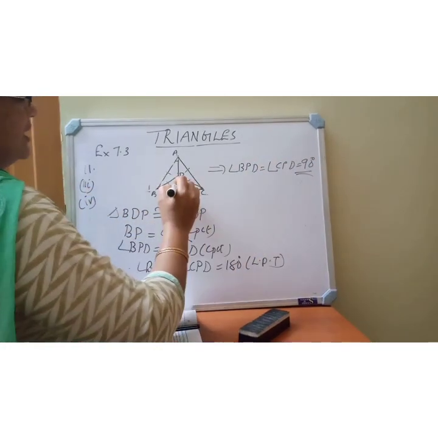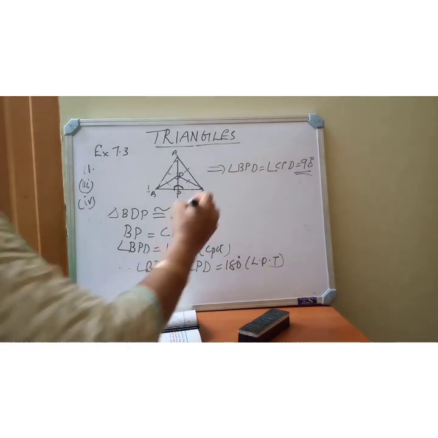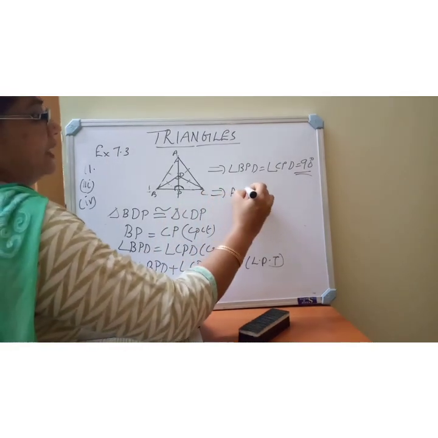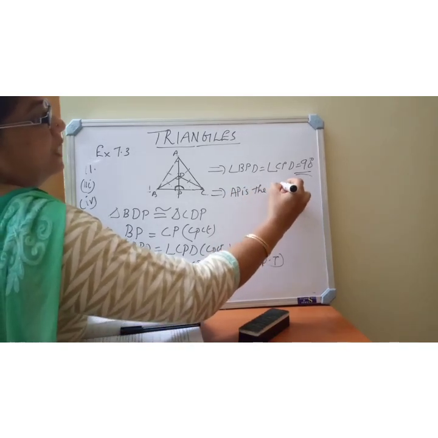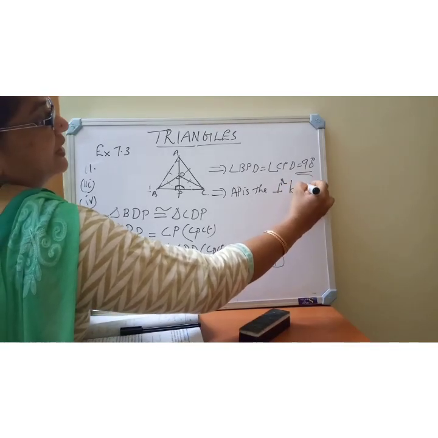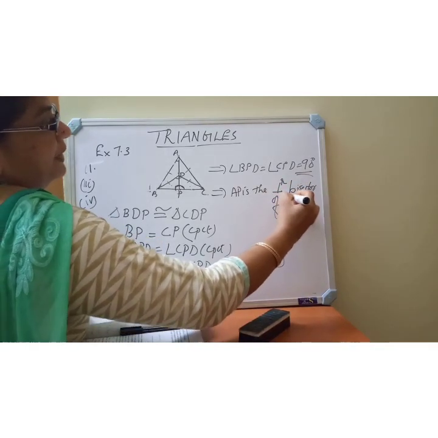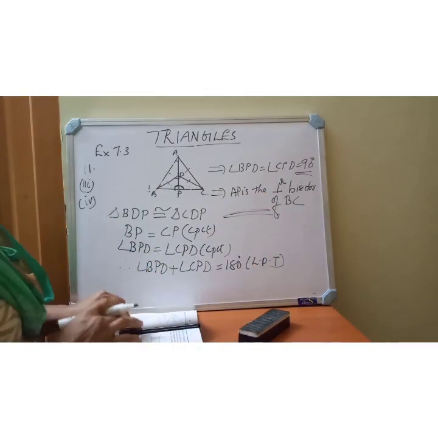So if this angle is 90 degrees, what can we say? AP is the perpendicular bisector of BC, which implies AP is perpendicular, this is the symbol for perpendicular, perpendicular bisector of BC. So these are the four subdivisions of the question.